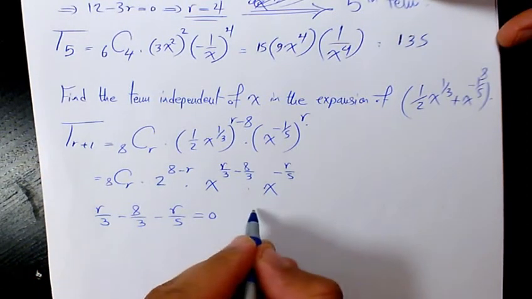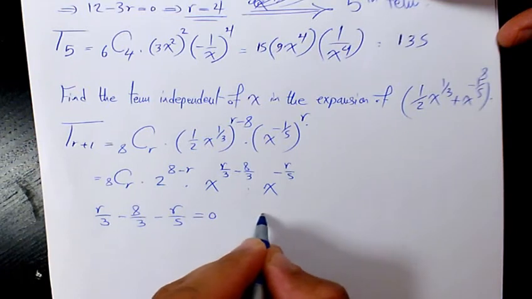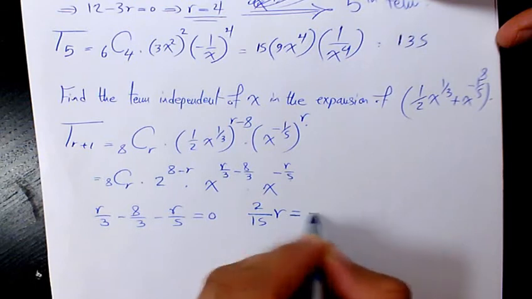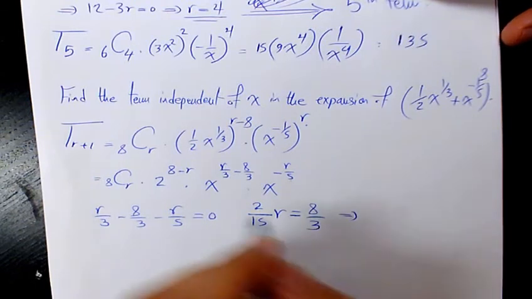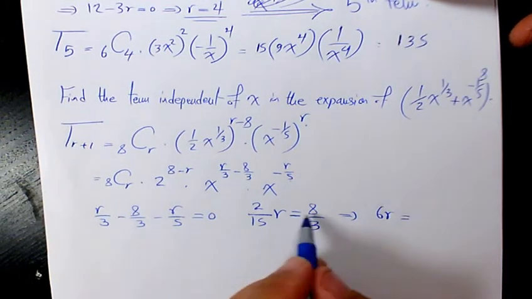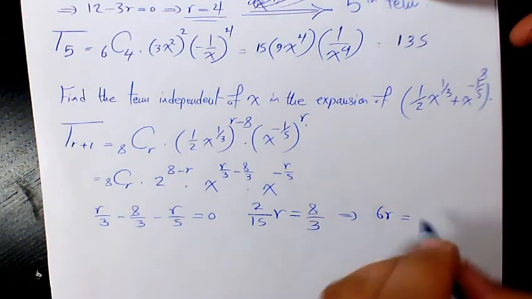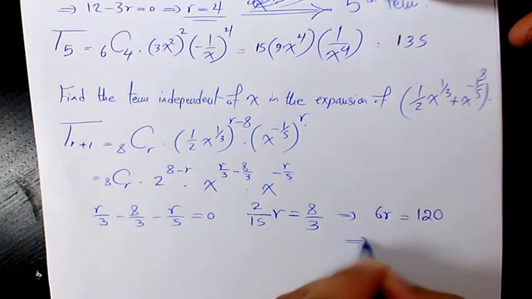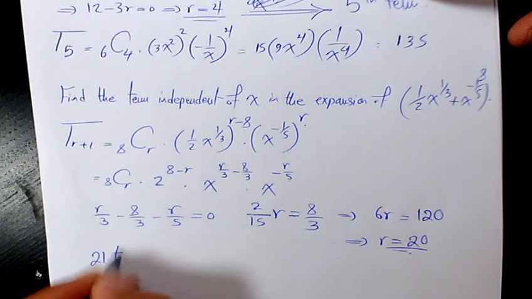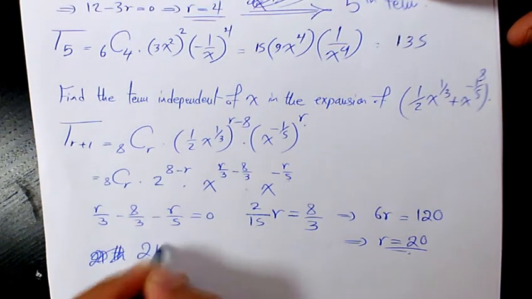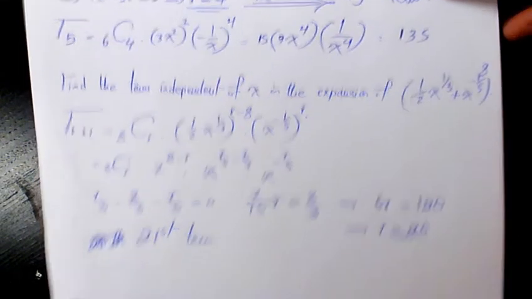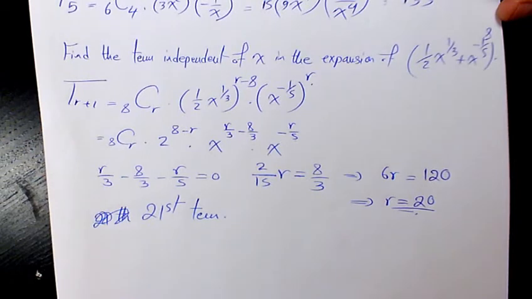So that's going to be 15: 5r minus 3r, 2r equals 8 over 3, which will be 6r equals 120. It means that r is 20. So we are looking for the 21st term for this expansion.